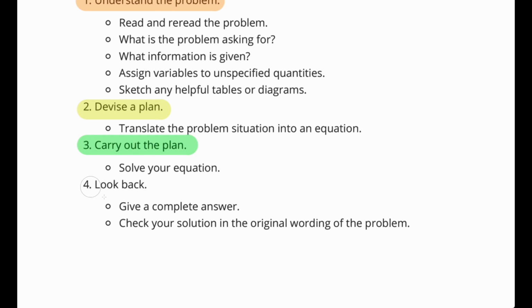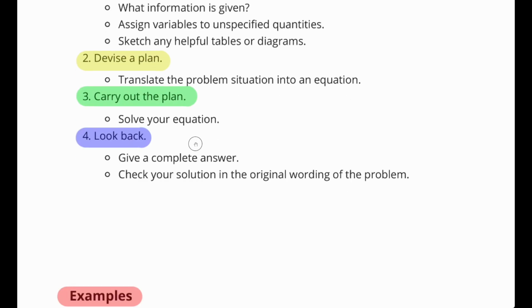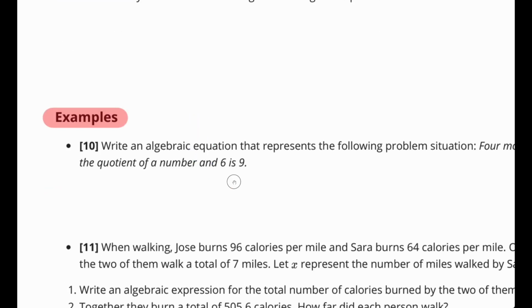And then next, look back, give the complete answer, check your solution, make sure it actually matches with what we were looking for. Check your work. That's always the best last step to do in math. So here's some examples right here.